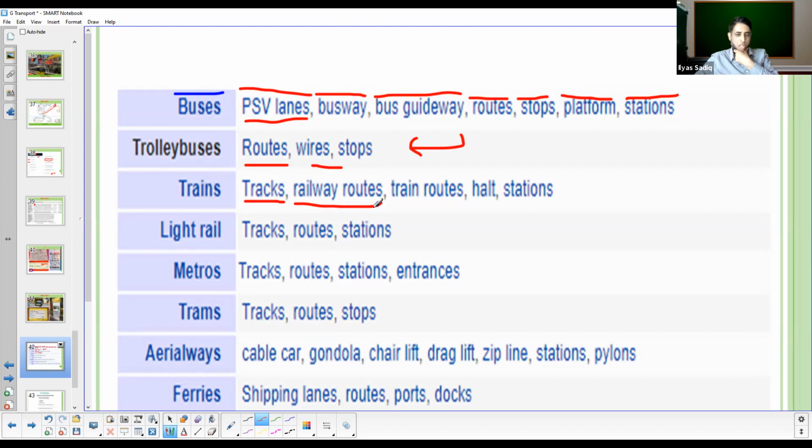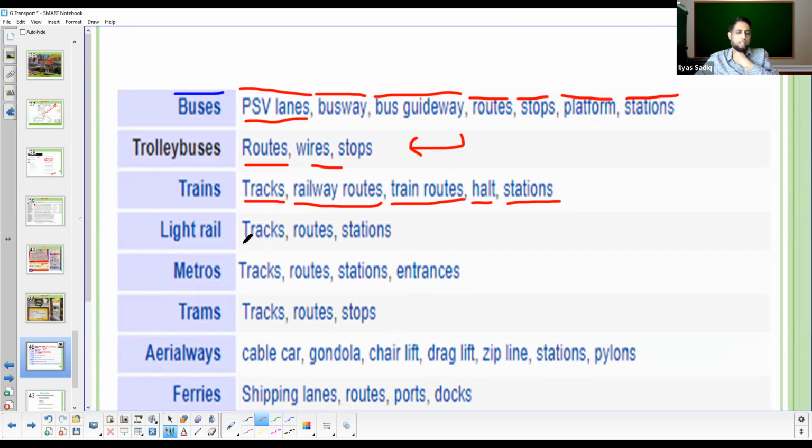This is called the railway routes. For example, if somebody is taking a train from London to Manchester, then it might go through Birmingham and some other cities. It would be called a railway route. Train routes is the same thing. Halt is where they would stop, and a station is again the same.